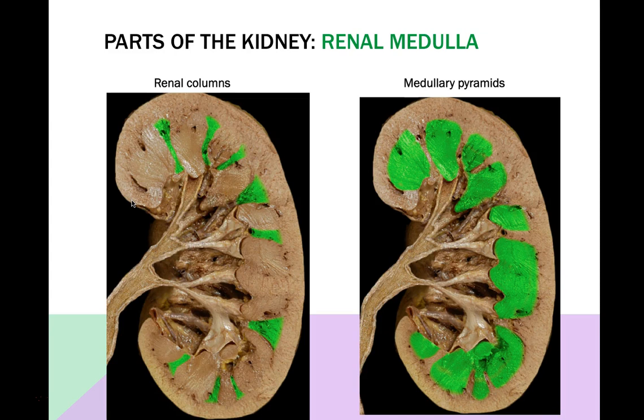If we look internal to that cortex, we would have your renal medulla. So that is both the renal columns that you saw highlighted in the previous slide that is made up of cortical tissue, and it includes what is new to us, these medullary pyramids. And so the renal columns would be the cortical tissue that sits between these medullary pyramids right in here. So all of this would be your medulla in this region.